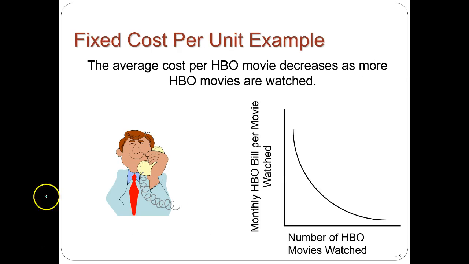Then if we take a look at it, the average cost per HBO movie decreases as more HBO movies are watched. So with the monthly HBO bill here and the number of HBO movies here, the cost per movie goes down the more movies we watch. Many of us have probably thought that way. If we have an HBO channel, we might be thinking, well, I don't watch it enough to pay for the HBO. That's because we know if we watched more of it, then of course we would be getting cheaper movies on average, because of that fixed rate method.